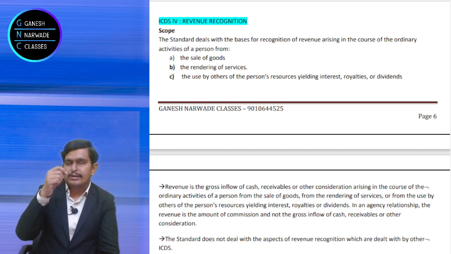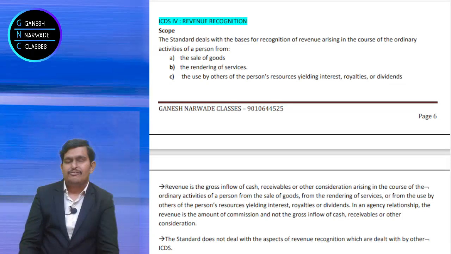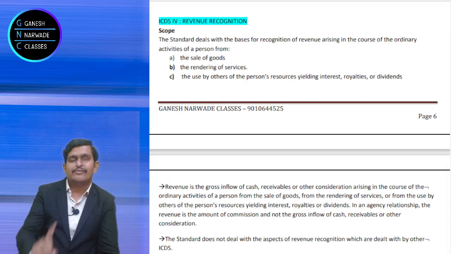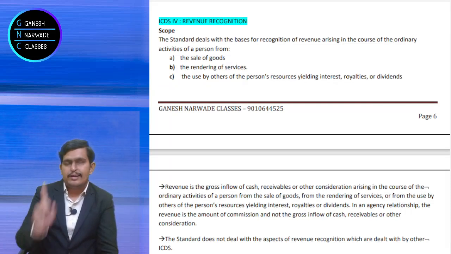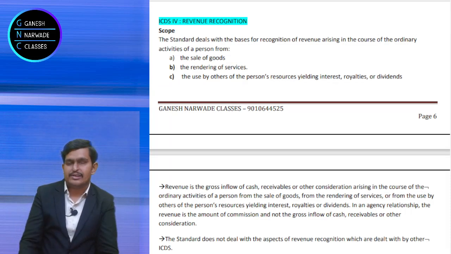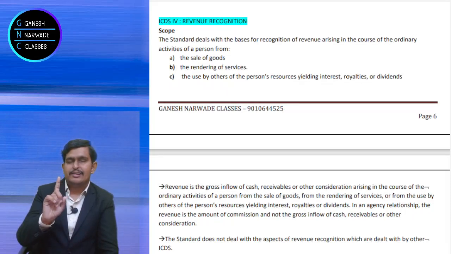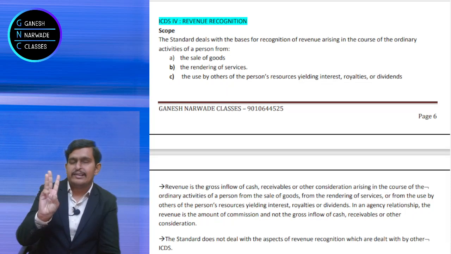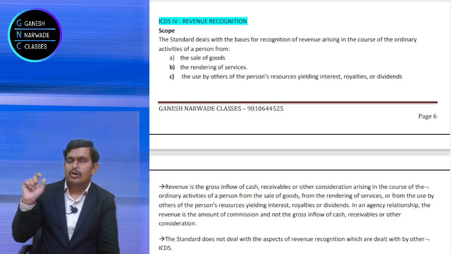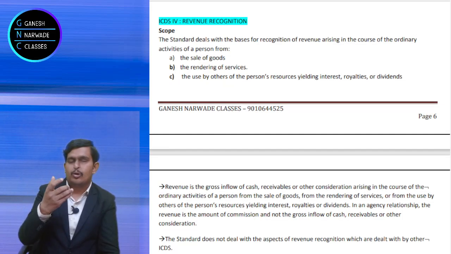Now, I'll keep it more technical for you to understand. First thing, ownership should be transferred. Significant risk and rewards with the goods should be transferred. One more thing, no effective control should be maintained. Suppose I sold the goods, that means I don't have any rights on the goods now. So ownership is transferred, significant risk and rewards are transferred, no effective control is maintained, right? I don't have the right to take it back, correct?